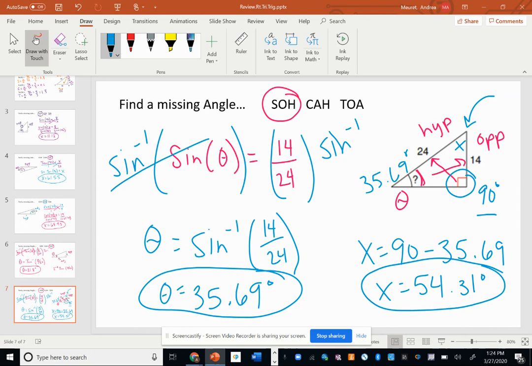And that concludes our review of finding missing angles in a right triangle.